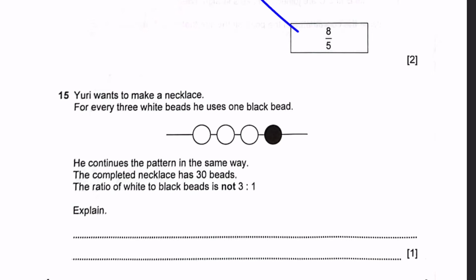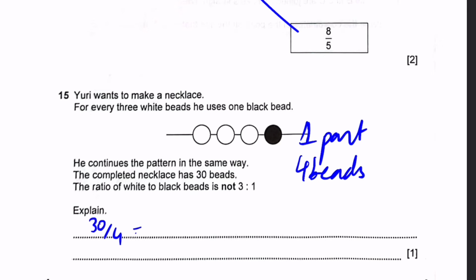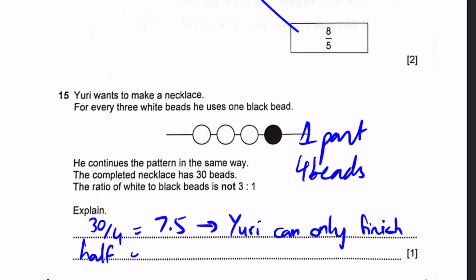That's why 3:1. But then, because it has 30 beads, and each part of the pattern, let's just say there's one part, contains 4 beads, right? So 30 by 4, which is equal to 7.5. So Yuri can only finish half of the eighth part in the pattern, the eighth part, right? That's why you have a 0.5 here.